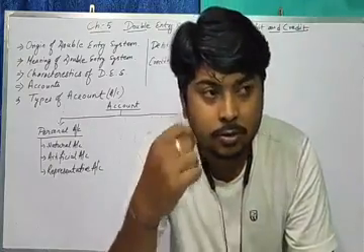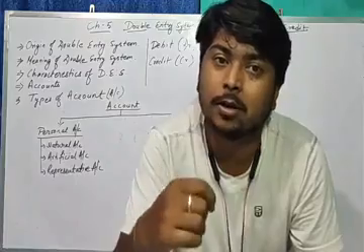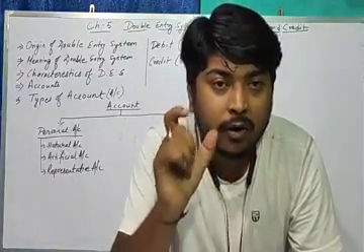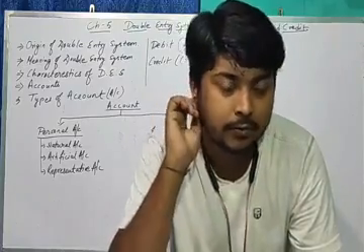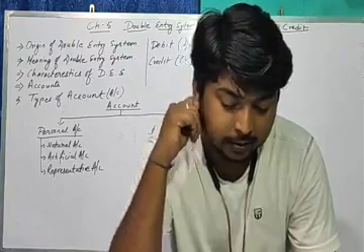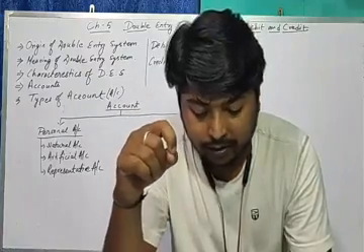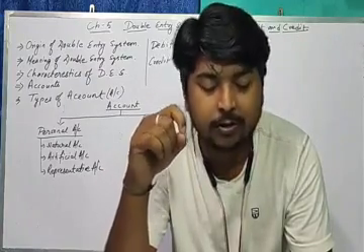Why is it named as double entry system? Because it records both the aspects of one transaction in the books of accounts. In short, the basic principle of this system is that for every debit there must be a corresponding credit of equal amount, and for every credit there must be a corresponding debit of equal amount.